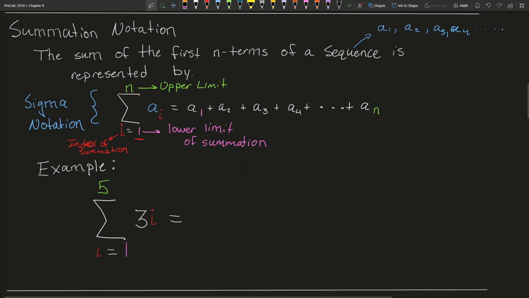Okay, so for this example, I think the best way to understand what this actually is saying is to do a really quick, really simple example, all right, of what I have written here on the bottom. Okay, so what this is saying is we want to take the sum of the sequence 3 times i from i is equal to 1 all the way up to i is equal to 5. Okay, so this looks like 3 times 1 plus 3 times 2 all the way up until 3 times 5.